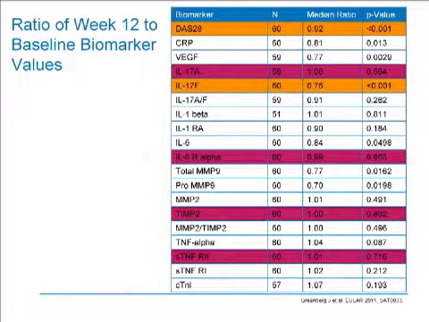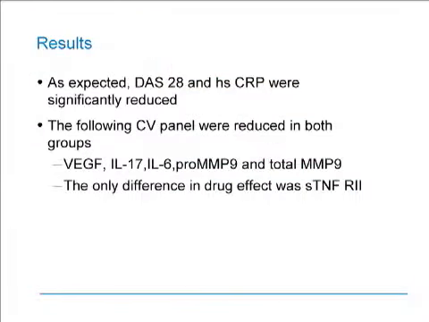But we also noted that there were particular results that seem to be more reduced in both those groups. And that would be the VEGF, the IL-17F, the IL-6, the total MMP9, and the pro-MMP9. So the authors concluded that, as expected, the DAS28 and CRP were significantly reduced, but they also found in their battery of cardiovascular biomarker panel that there were also certain cytokines and biomarkers that did differ in the treated versus the untreated. And lastly, they also looked at the difference in drug effect.